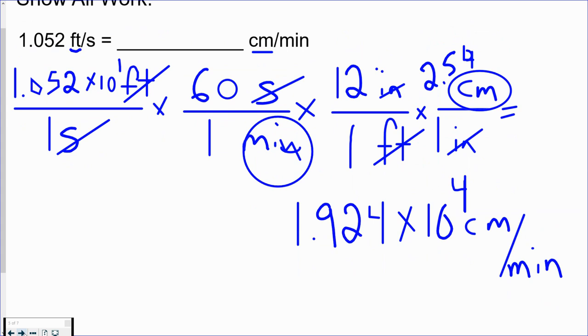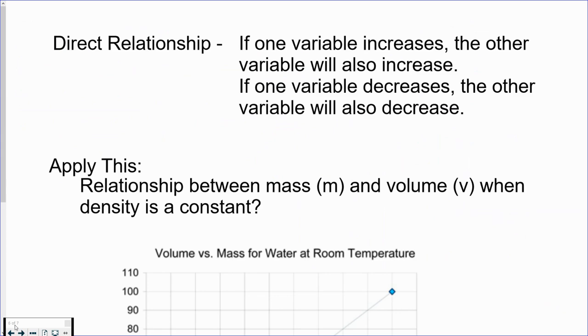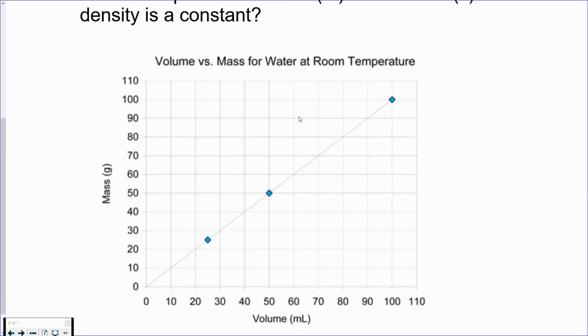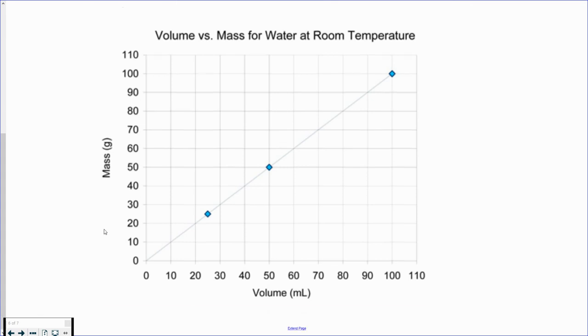Okay. Let's look at a couple other things. We have some relationships. First, direct relationships: one goes up, the other goes up; one goes down, the other goes down. So thinking back to density, as mass goes up and volume goes up, so does density.